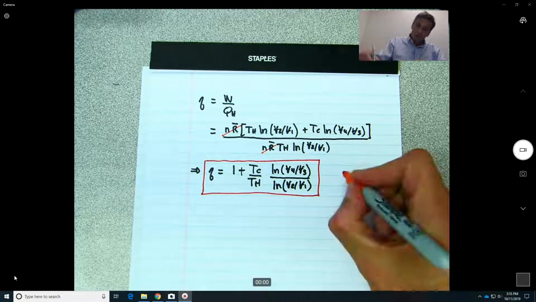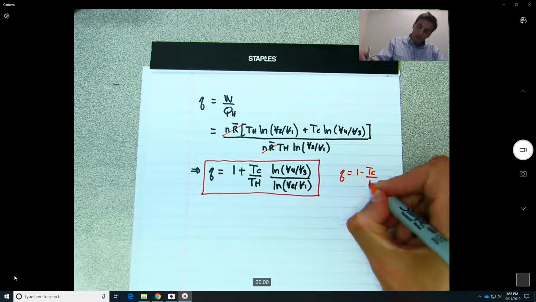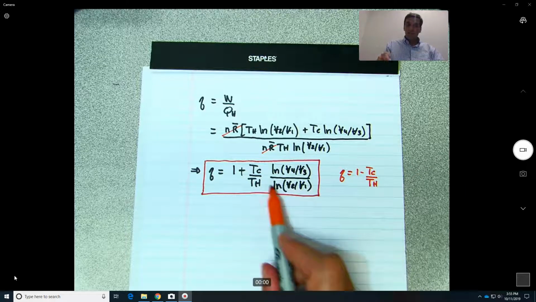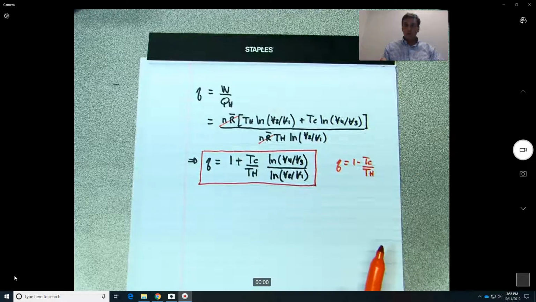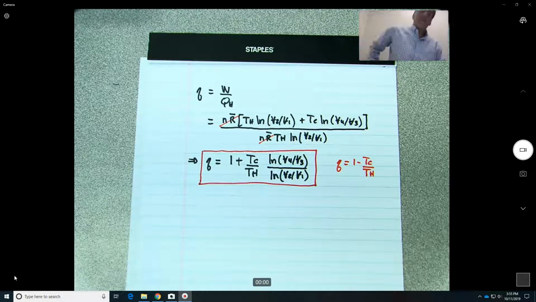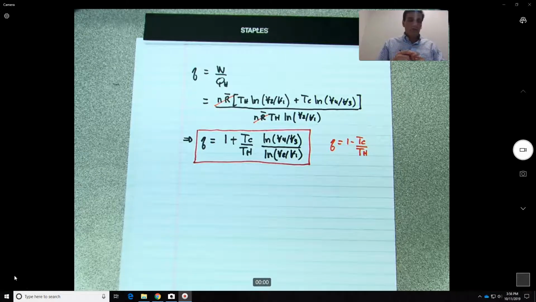So remember, what we need to prove is what? That this is equal to 1 minus Tc over Th. So we are almost there, we have everything, so what needs to happen is this to be equal to minus 1, basically. So now I'm going to switch to a thinner pen because it's going to be a lot of indexes, and it might get too confusing if the marker is too thick.